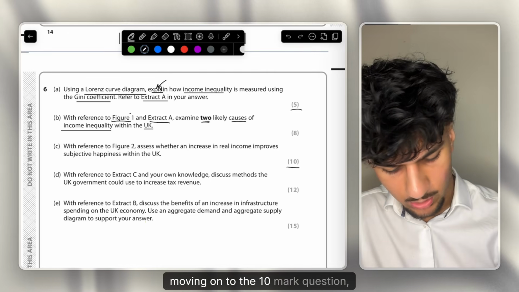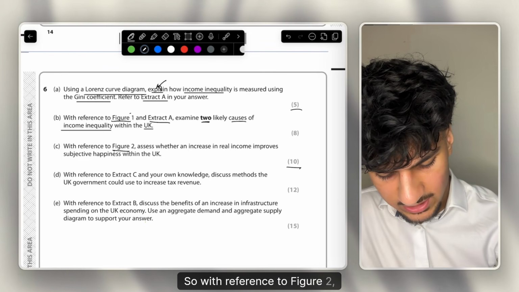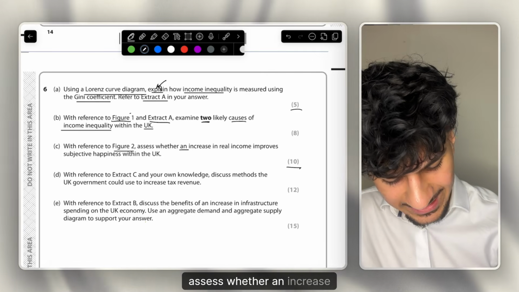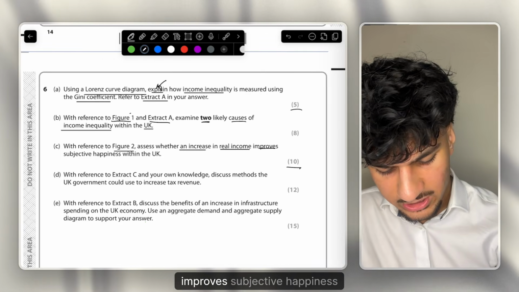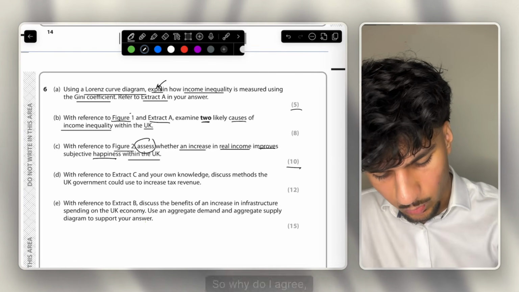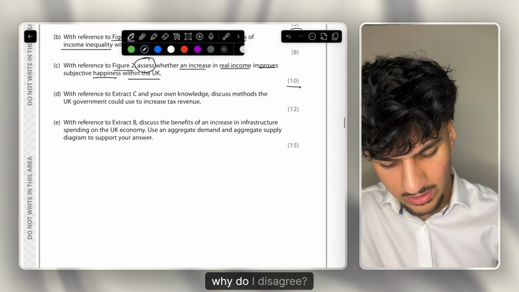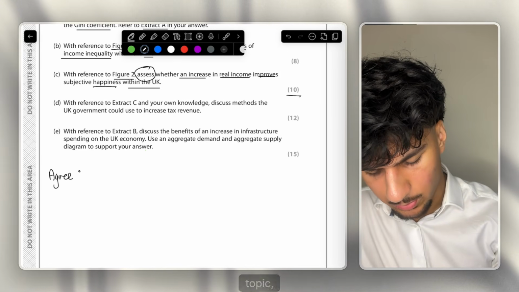Moving on to the 10-mark question, let's have a shot at this. So with reference to figure 2, assess whether an increase in real incomes improves subjective happiness within the UK. So it's an assess question. So why do I agree? Why do I disagree? And firstly, let's just think about why we agree with this statement.